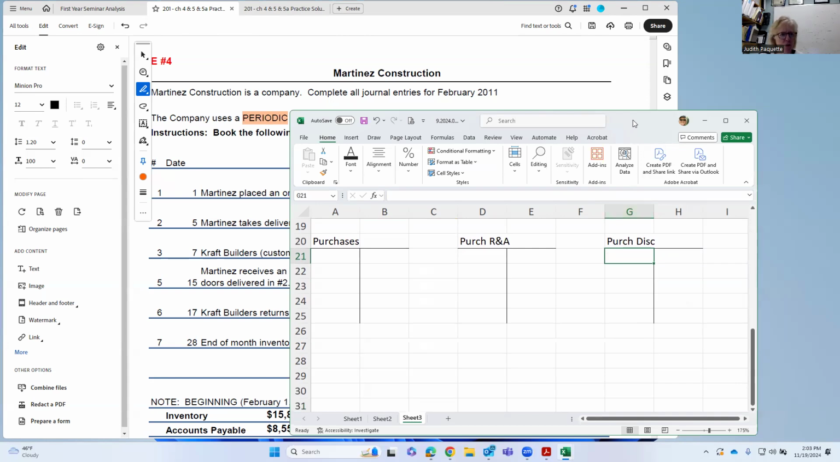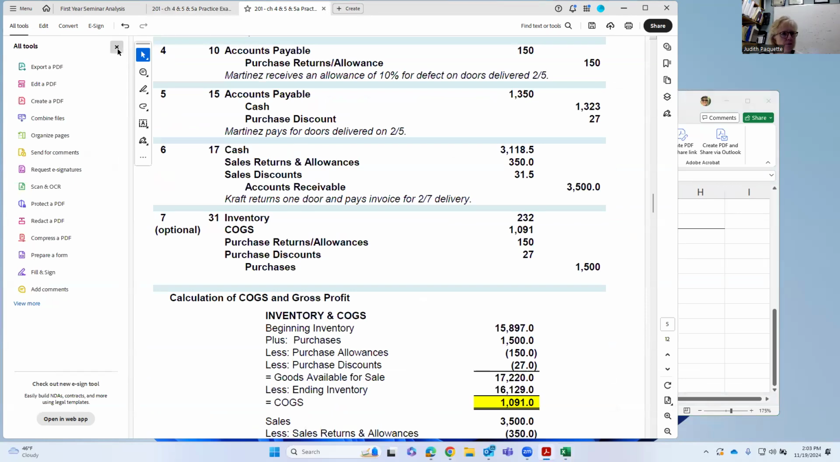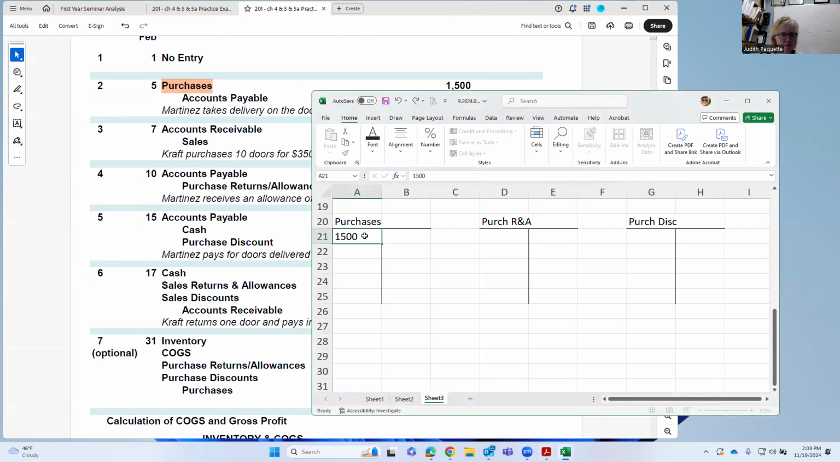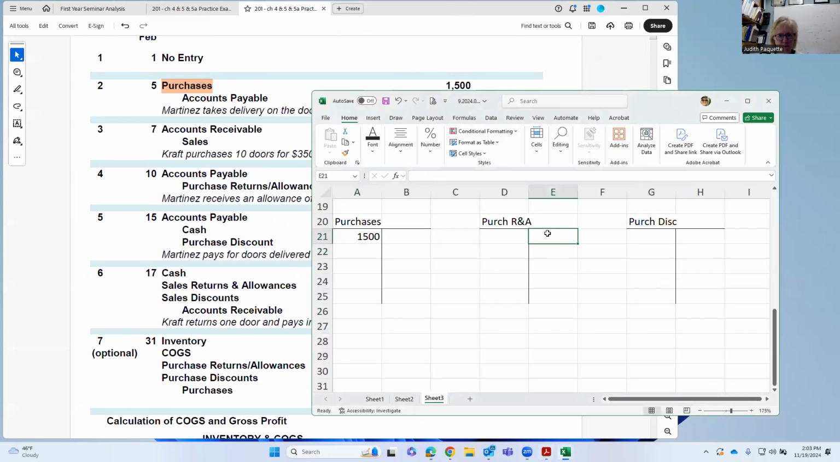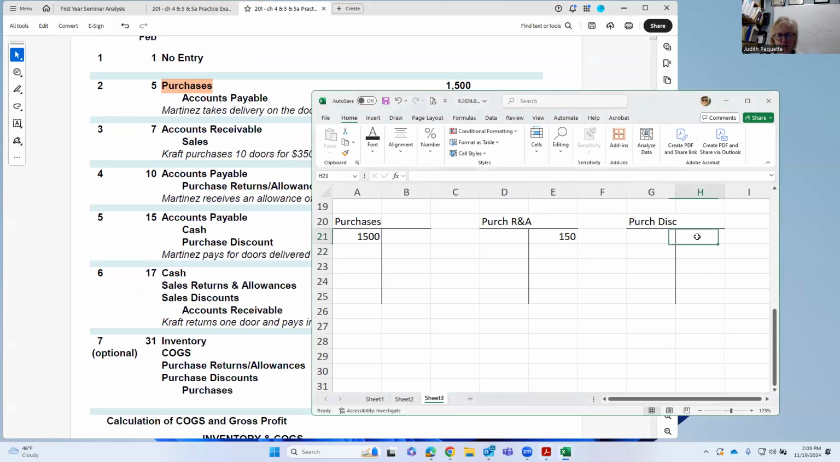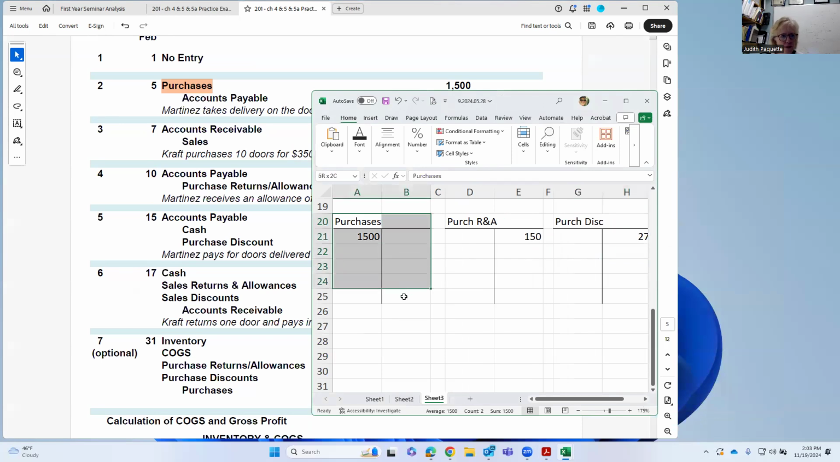All right, so I'm just going to post just to show what's happened here. In my solution, I had 1,500 debit to purchases, so I'm going to put that there. And purchase returns credit 150. And then purchase discounts, I'm just going to round it to 27. So that's what I wanted to show you guys, because I think it's going to make this next journal entry a lot easier.